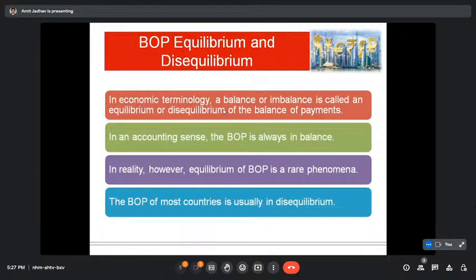So in economic terms, balance or imbalance is called equilibrium or disequilibrium. If we have the balance, at that time we can say there is equilibrium. If there is no balance, it means imbalance. It may be surplus or it may be deficit, and that we also call disequilibrium. In the accounting sense, the BOP is always in balance.